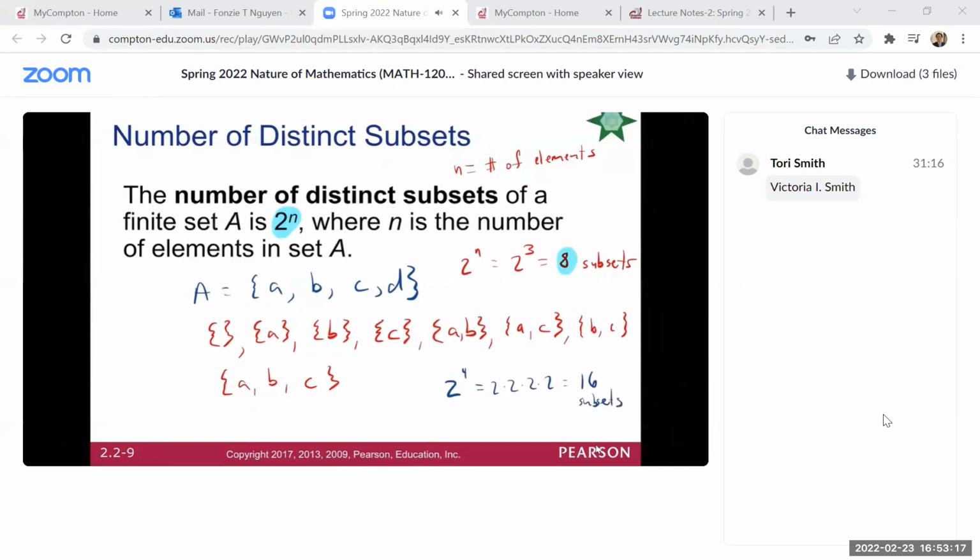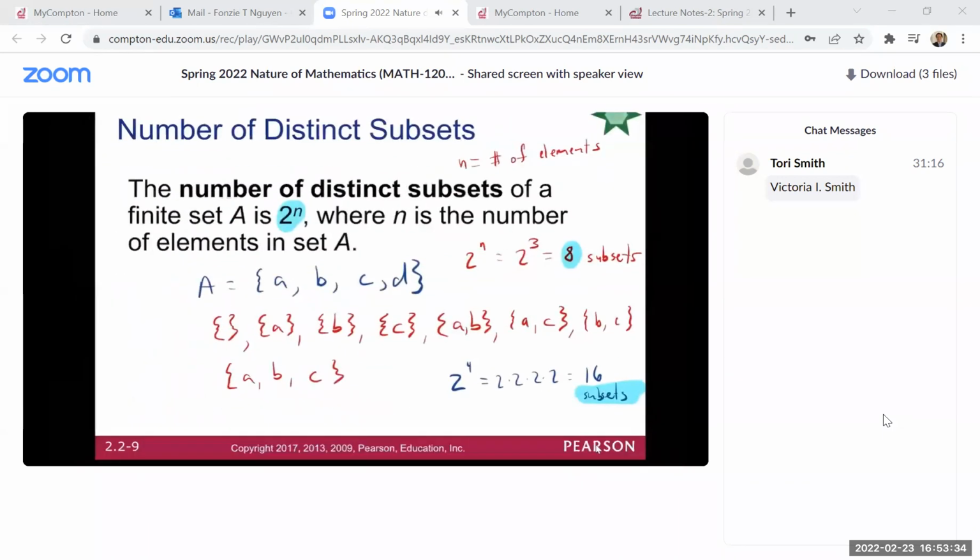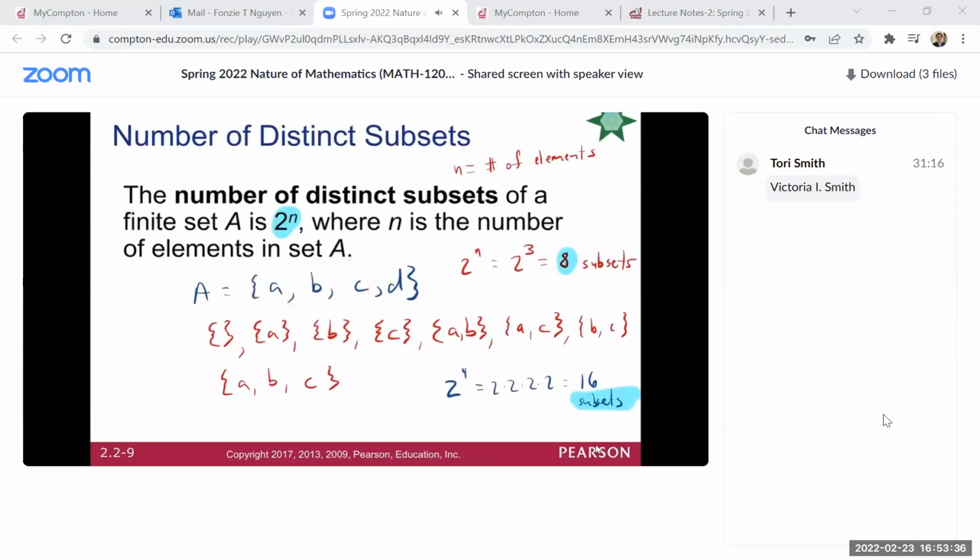So I'm not going to list them all out. That's going to take a while because you would have to write A, B, C, D, and then A, B, A, C, A, D, B, C, B, D, and then you'd have to write all the sets that have 3 elements. So there's 16 total, but you could write them all out if you wanted to. All right, so that is how you figure out how many subsets there are.